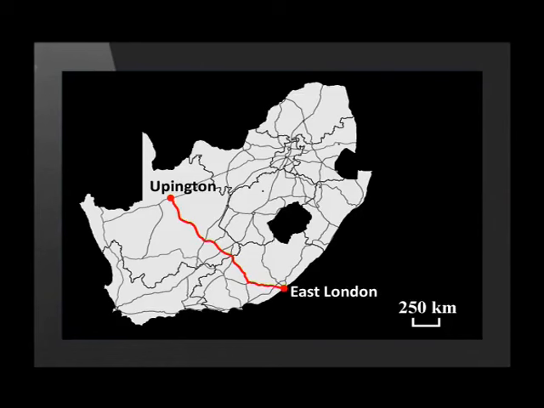Joy and two of her friends want to travel from Uppington to East London. They will be traveling in Joy's car and sharing the cost of the petrol equally. Let's help them to plan the trip. Here is the route that they plan to use.